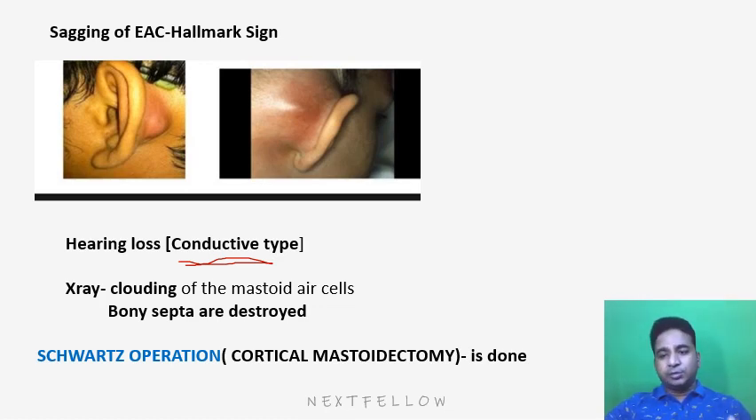And so what is the surgery or the treatment for the acute mastoiditis? It is the Schwartz operation, or in simple words, it is also known as cortical mastoidectomy. Again, this has been asked, what is a Schwartz operation? Schwartz operation is a cortical mastoidectomy, wherein we open up the mastoid bone by using the drill, and we clear out all the pus or the inflammatory process.